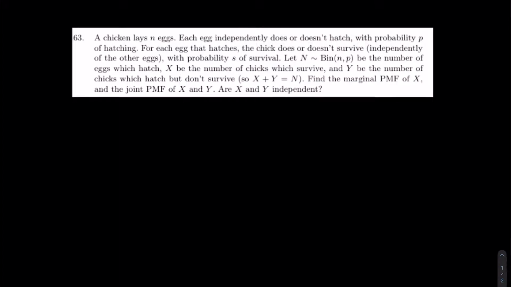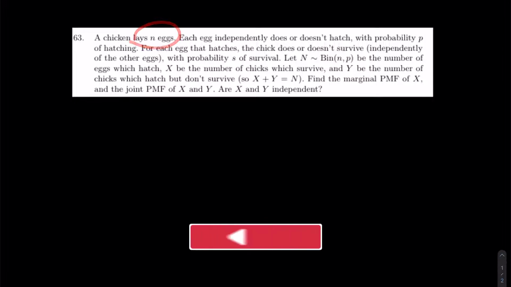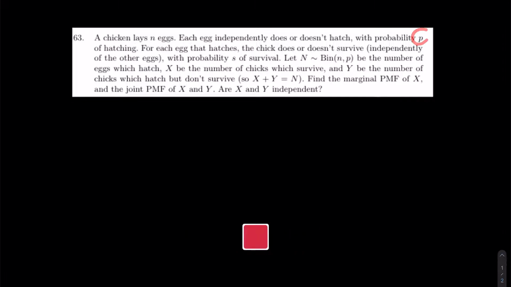So a chicken lays n eggs. Each egg is laid independently, and it does or does not hatch with probability p of hatching. For each egg that hatches, the chicken does or does not survive independently. That is happening with probability s. We're letting n be distributed binomial with the parameters n and p, and that's the number of eggs.